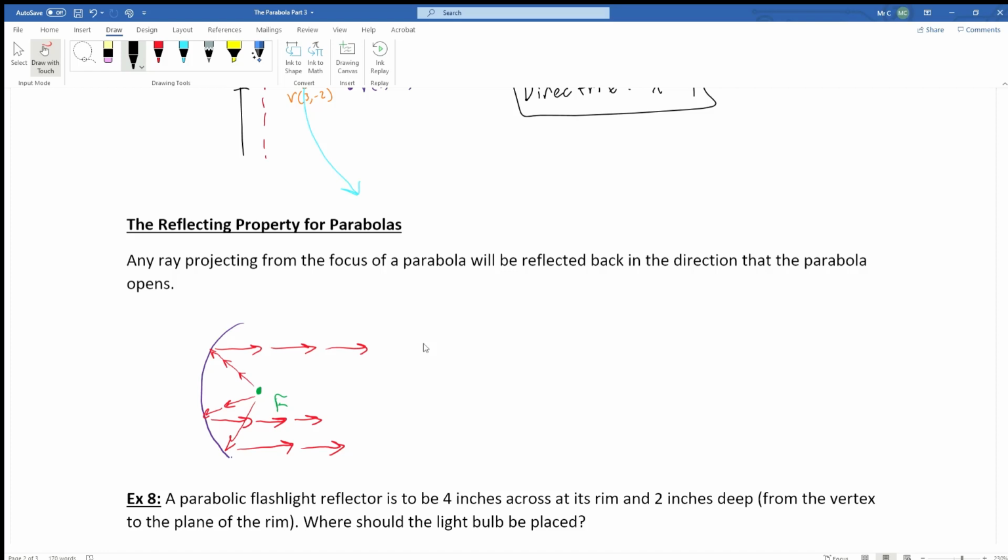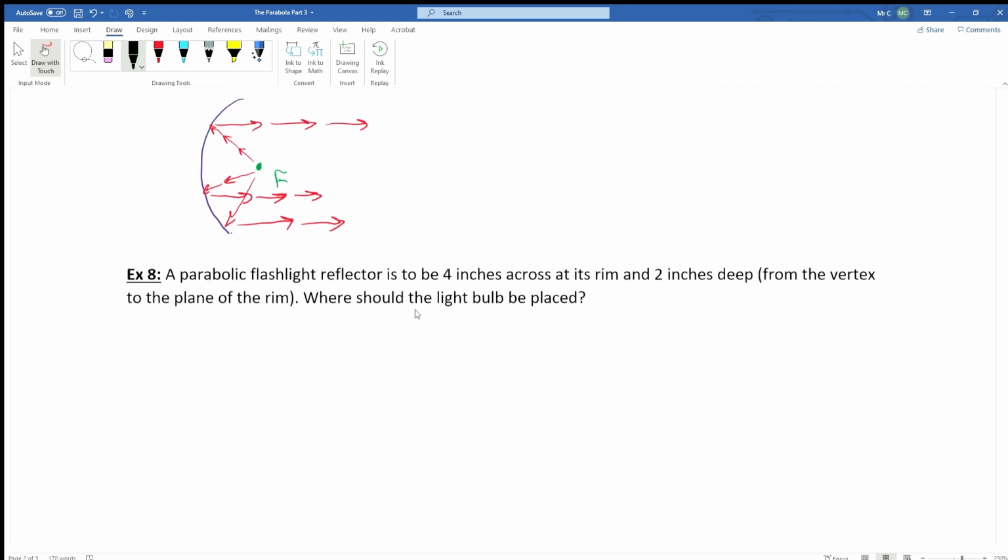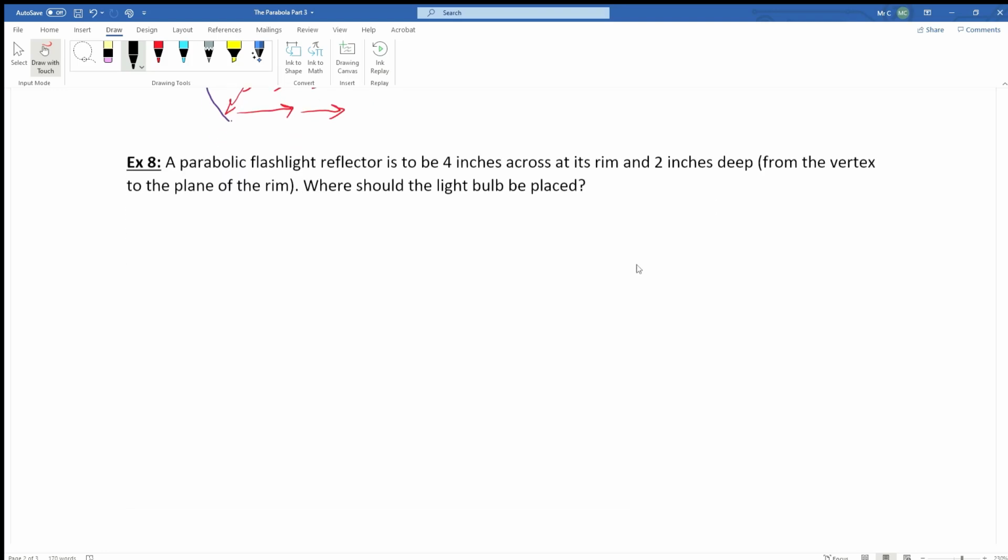And this is why flashlights are designed the way they are designed. The flashlight's bulb is placed at the focus, and the light reflects from the mirrored backing that's in a parabolic shape so that more of the light is focused straight forward and you get a more efficient working flashlight. So let's take this property and use it on this problem. A parabolic flashlight reflector is to be 4 inches across at its rim and 2 inches deep from the vertex to the plane of the rim. Where should the bulb be placed?